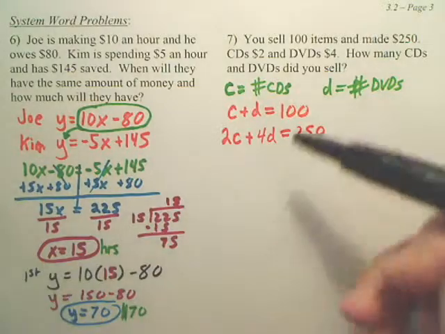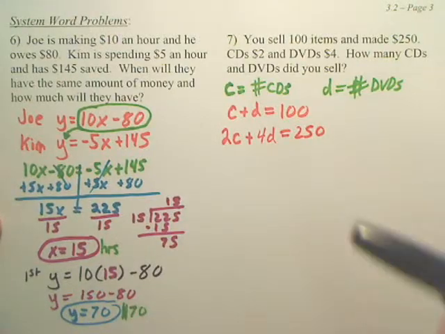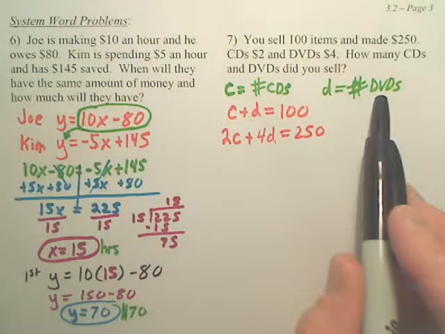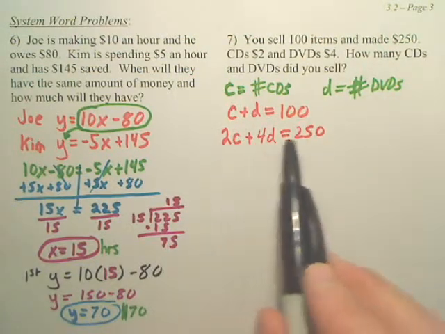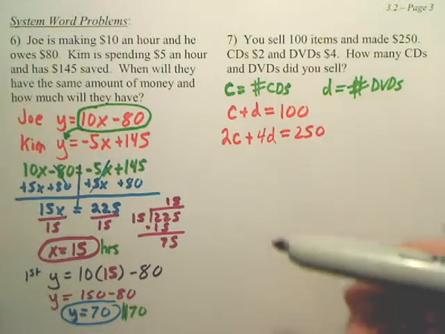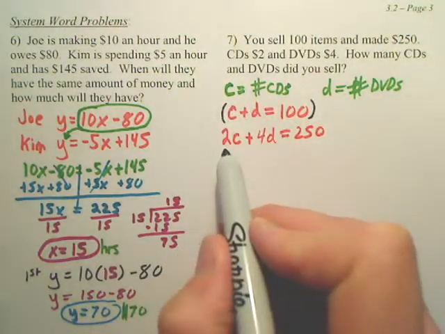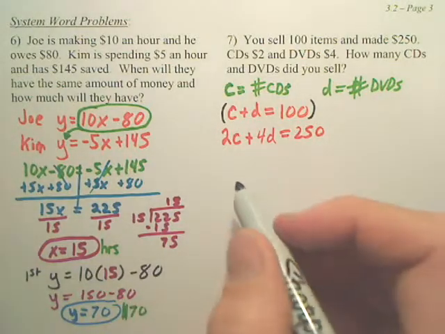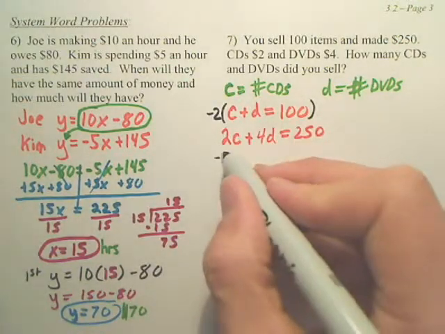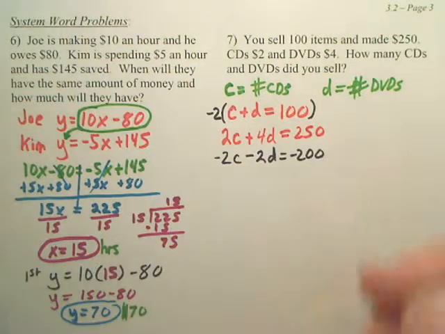Do you see 2 equations? Do you see a simple elimination process coming up? I want to find C and D, don't I? I want to find the number of CDs, number of DVDs. Given 100 sold, given 250 bucks altogether, given $2 per CD and $4 per DVD. You could use substitution, but I'm going to use elimination. What do I want to multiply the top by so that maybe the C's, which are smaller, cancel? I want to multiply this by -2. I now have -2C minus 2D equals -200.